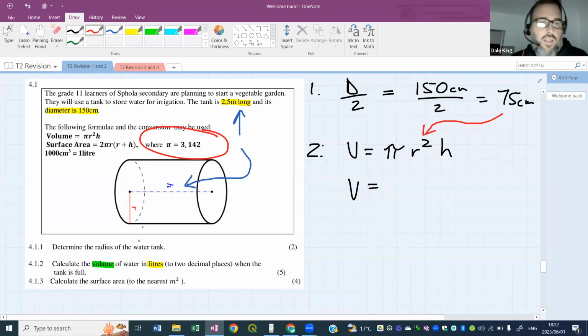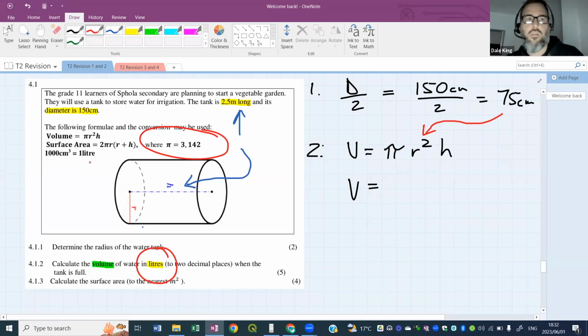Now, hold on a sec, guys. You've got to think about this a little bit. If we change everything to meters, will that help us? Well, it's going to cause another issue. Not an issue, we're just going to have to do another calculation, because look here, the question says we need the answer in liters.